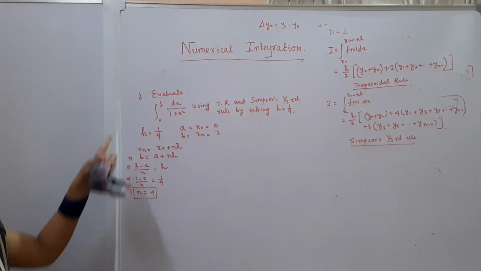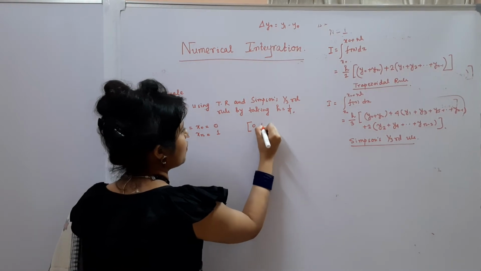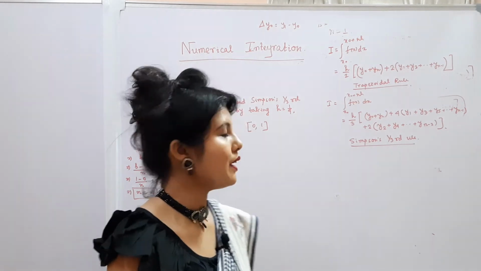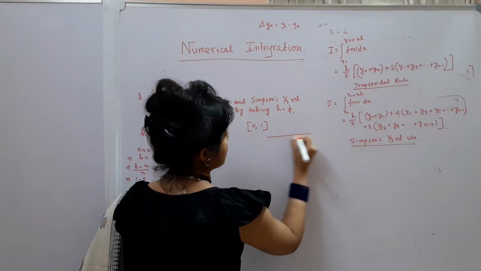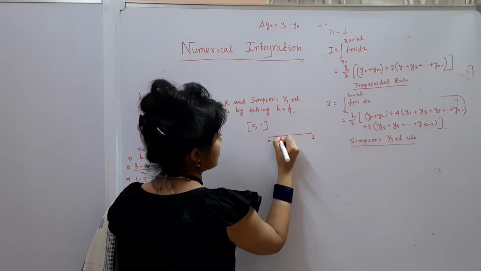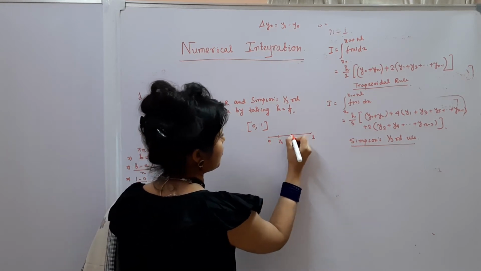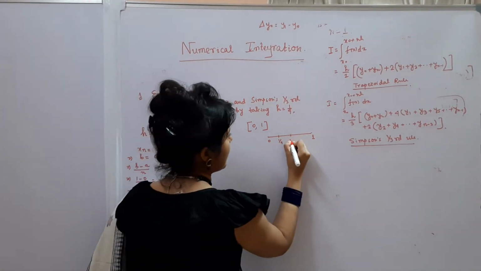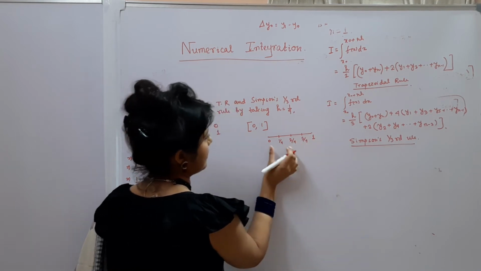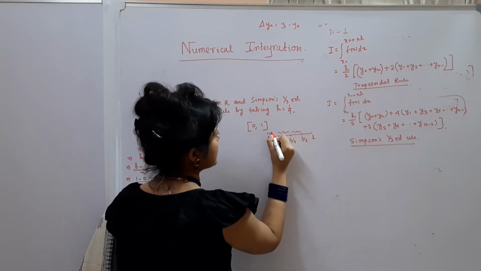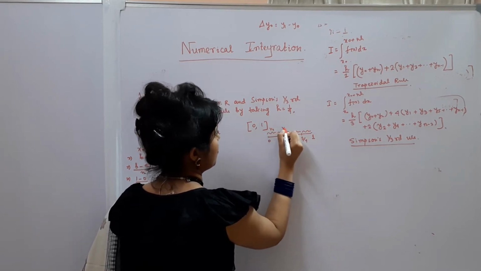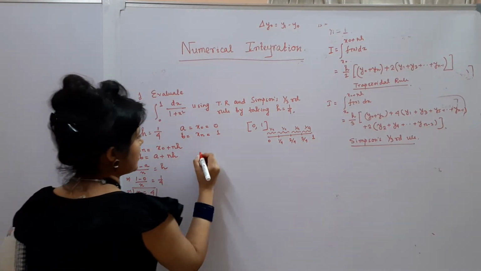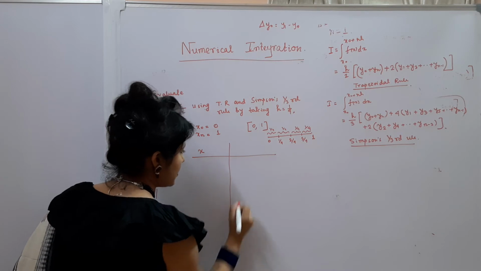So this interval 0 to 1 can be divided into 4 equidistant subintervals. If we consider this is 0 and this is 1, the first point would be 1 by 4, because the difference between two consecutive points is 1 by 4. Then 2 by 4 and then 3 by 4, and they are all equidistant, and all the distances are 1 by 4. Now I am tabulating the values for x and y.